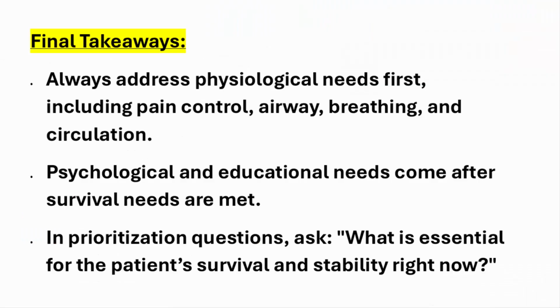What are the final takeaways for this question? Always address physiological needs first. Airway, breathing, circulation, and pain control take priority over everything else. Emotional support, mobility, and education are important, but they come after basic survival needs are met. If multiple answer choices seem correct, ask yourself, what will help the patient survive and stabilize right now? By applying Maslow's hierarchy of needs to prioritization questions, you'll be able to confidently determine the best course of action for your patients.